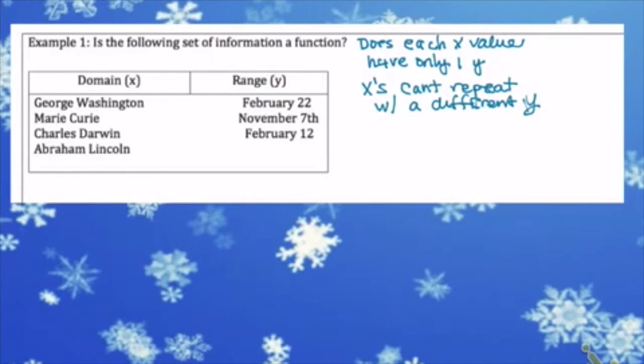And so if we think about this birthday rule, the idea is that you have George Washington's birthday is February 22nd. Marie Curie's birthday is November 7th. Charles Darwin is February 12th. Abraham Lincoln's birthday is also February 12th. The x's can repeat, but each x has a y. You can't have two birthdays, so this is a function. That's a good idea to keep in mind when you're trying to think about whether or not something is a function. Does the x have more than one y possibility? A person cannot have more than one birthday. The birthday example is a good example of a function. If it doesn't fit with that kind of birthday setup, then it is not a function.